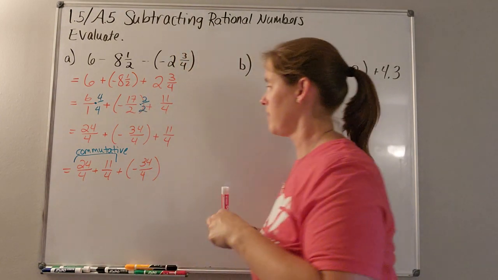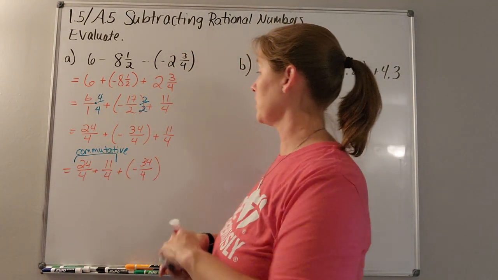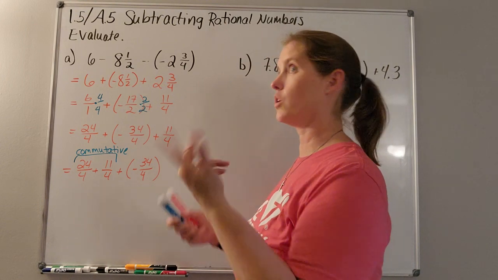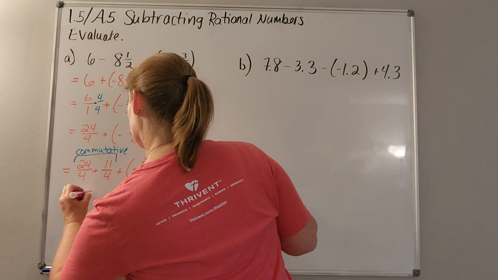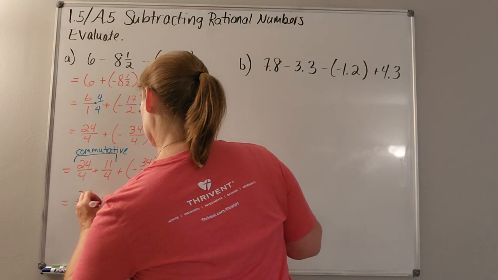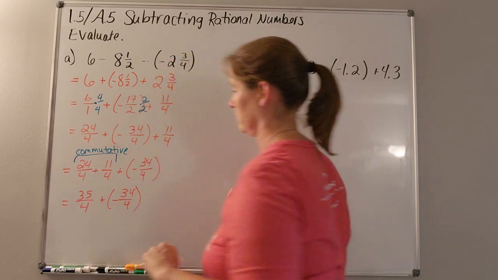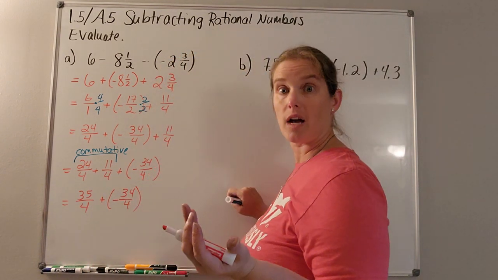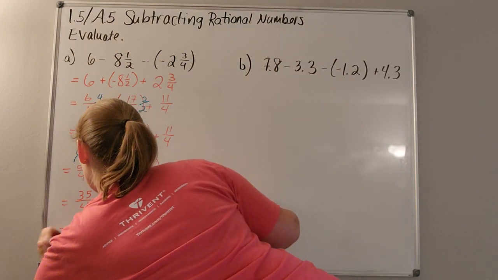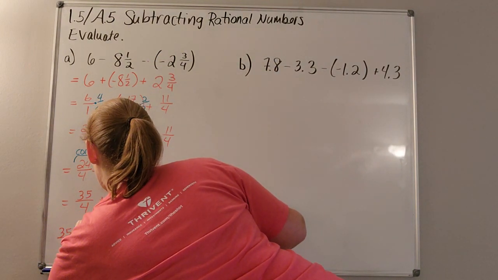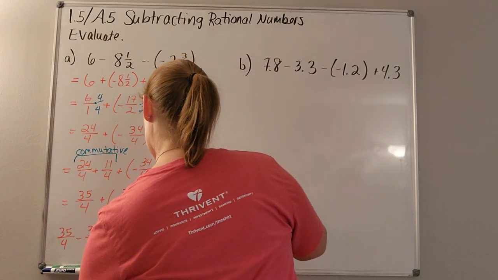All right, now let's add. Our denominator is the same, so let's go 24 plus 11, 35, right? All right, so now we've got 35 over 4 plus negative 34 over 4. Subtract the absolute values because we're adding numbers with different signs. 35 over 4 minus 34 over 4 is 1/4, right?